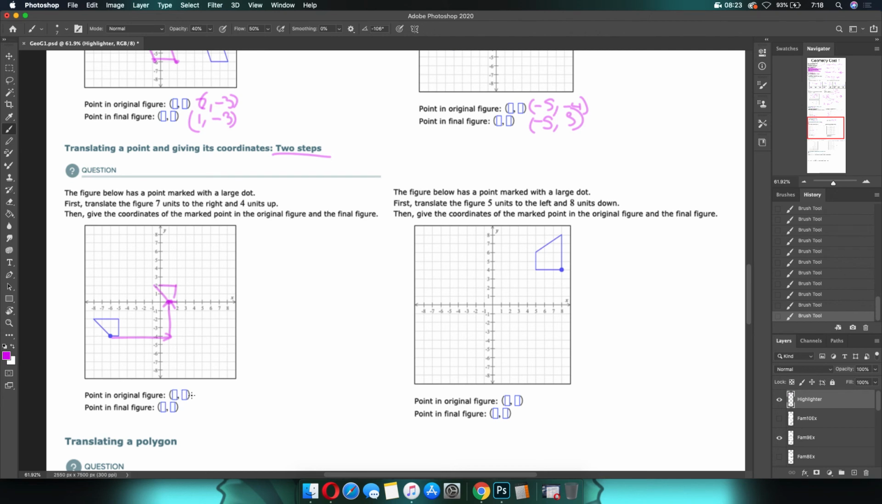Okay, so the original figure is what? It is negative 6, negative 4. So then what's our new point? It's going to be 1, 0. All right, same thing over here.